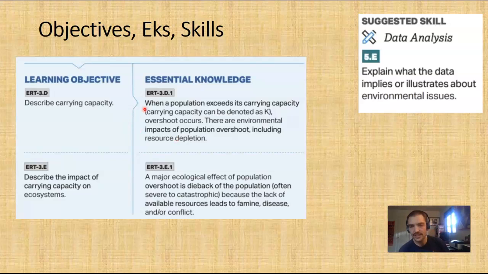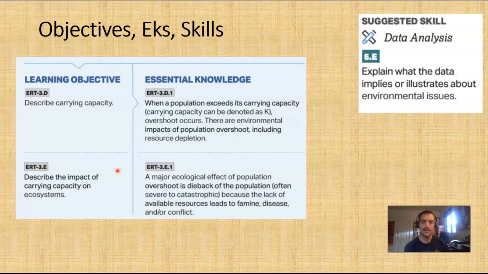The essential knowledge for you to take away is that when a population exceeds its carrying capacity, which can be denoted as K, overshoot occurs. There are environmental impacts of population overshoot, including resource depletion. And a major ecological effect of population overshoot is dieback of the population, often severe to catastrophic, because the lack of available resources leads to famine, disease, and/or conflict.